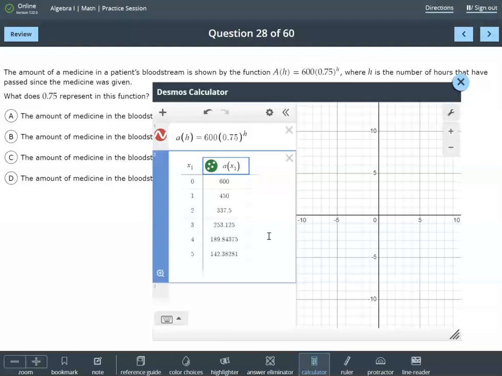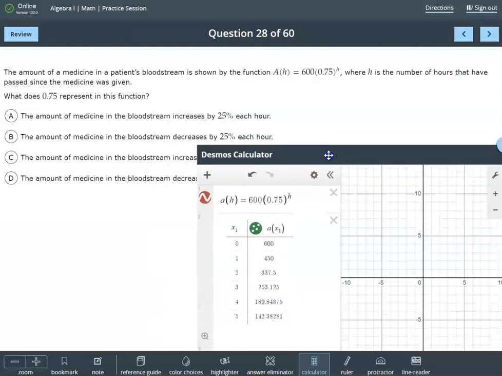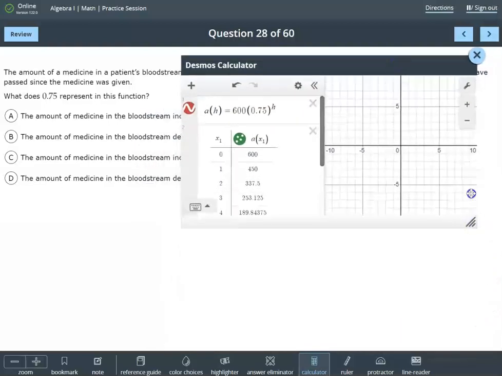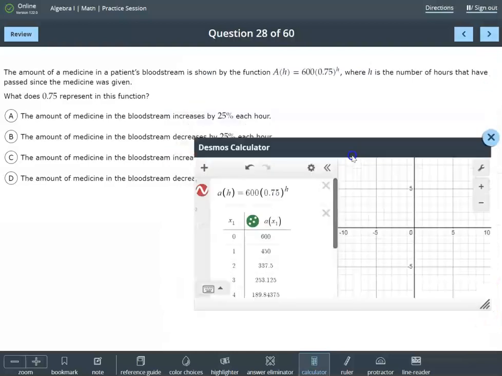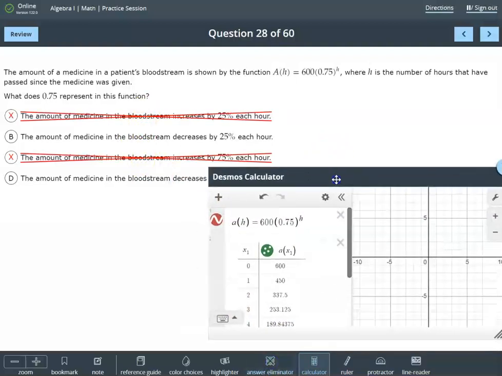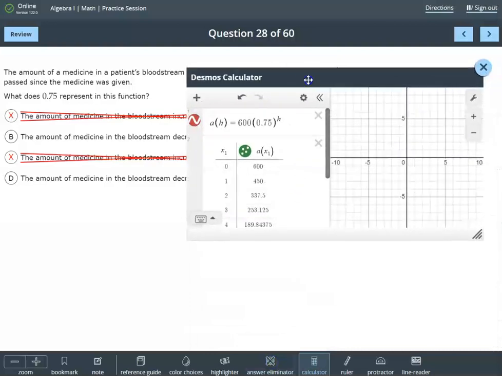So I can instantly see the number started at 600, which makes sense. That 600 was in that equation for that starting amount, and the numbers are decreasing. So I can immediately eliminate a couple of these answer choices. So let's do that. Let me move this over. All right, so let's see. It's decreasing. So I know answer choice A is not going to work because it says it increases. And answer choice C is not going to work because it says it increases. So let's go ahead and look at the other two answer choices. Does it decrease by 25% or by 75%?